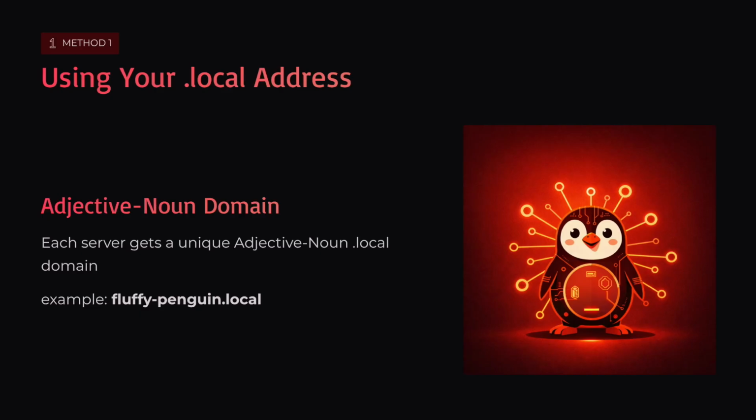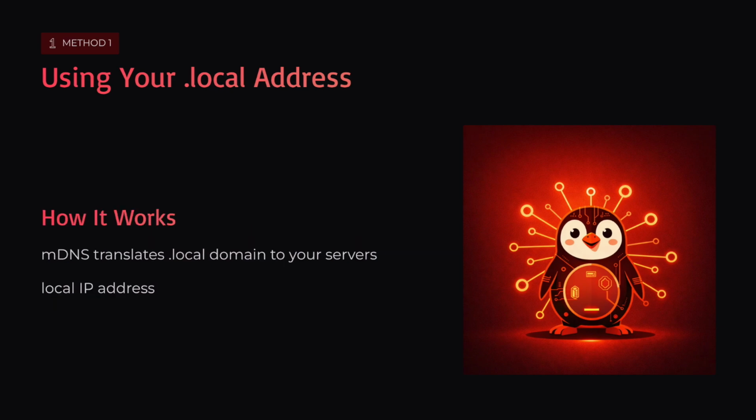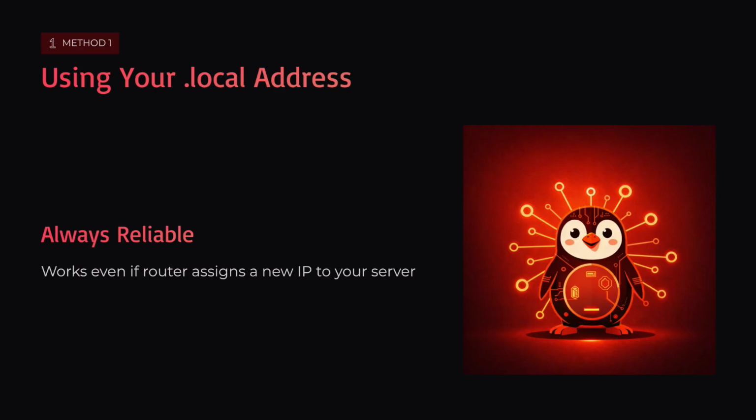The first way to connect is with your .local address. Each StartOS server is going to be assigned an adjective-noun.local domain. Multicast DNS is translating this domain into your server's local IP address. And this domain is going to work even if your router assigns a new IP address to your server.